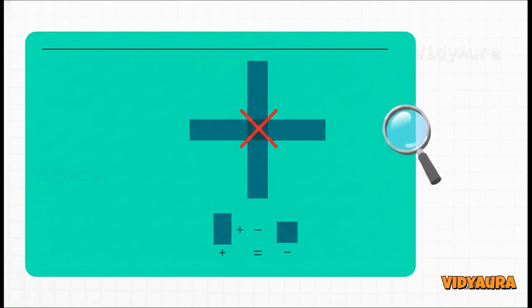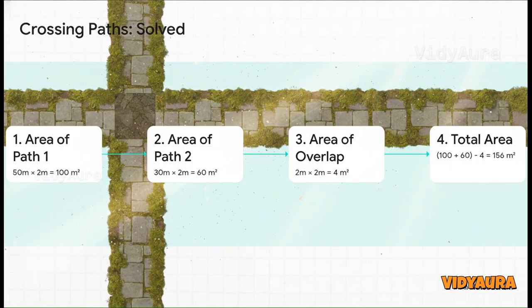Okay, here is the secret to solving this one. If you just calculate the area of the long path and the area of the wide path and add them together, you've actually made a really common mistake. You've counted that little square in the middle where they overlap twice. We only want to count it once, right? So the key is to add the areas of the 2 big paths and then subtract the area of that little overlap. Let's look at the numbers.